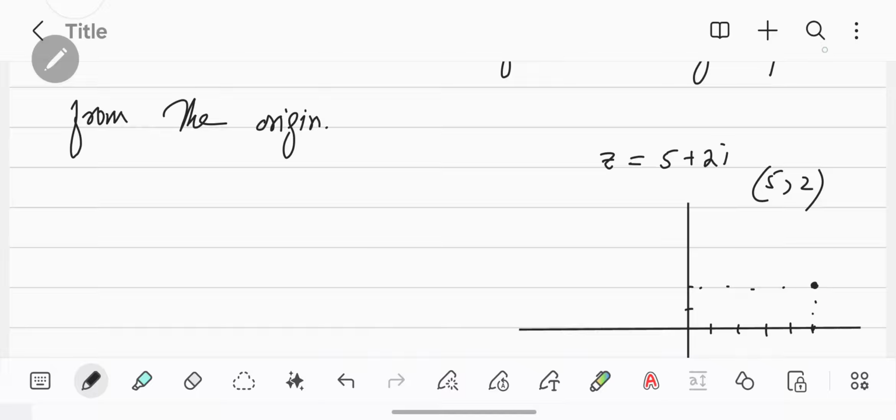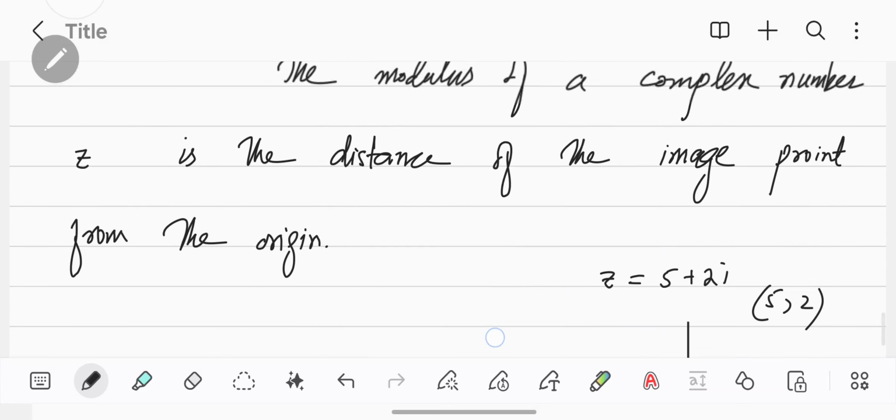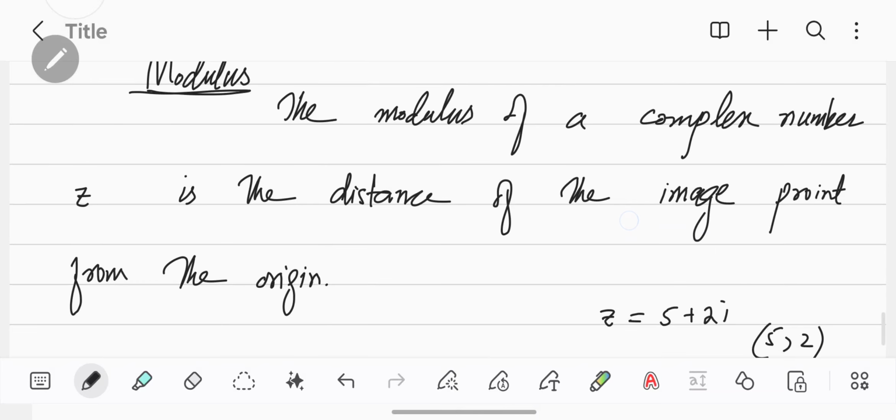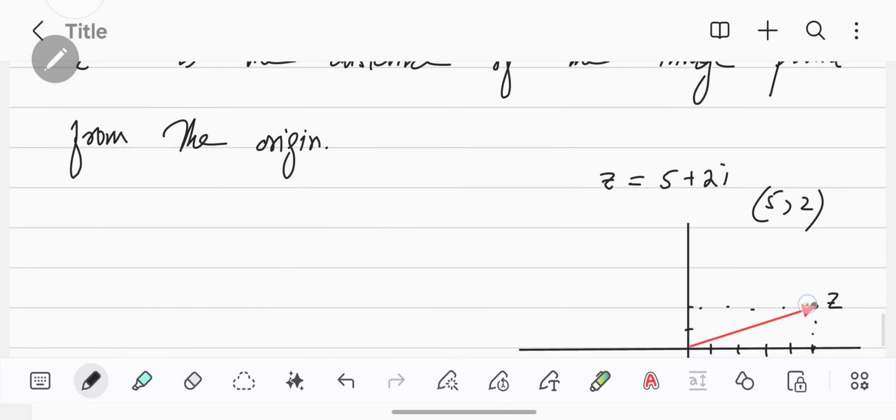Okay, so we can draw an arrow from the origin to this point z. So what's the definition of modulus? The modulus of a complex number is the distance of the point from the origin. So this is the point. Its distance from the origin is this whole distance. It's the magnitude of this vector actually.